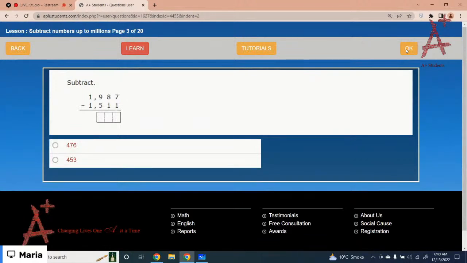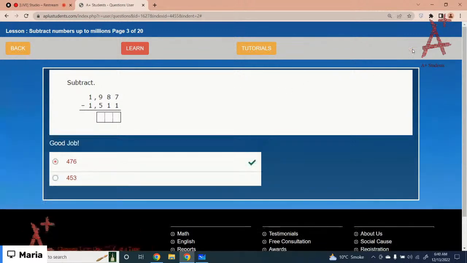Okay, 7 subtract 1 is, which of the option is the correct one? 7 subtract 1 is 6, 8 subtract 1 is 7, and 9 subtract 5 is 4. That means the correct option is 476. Just select the correct option and click on the OK button.